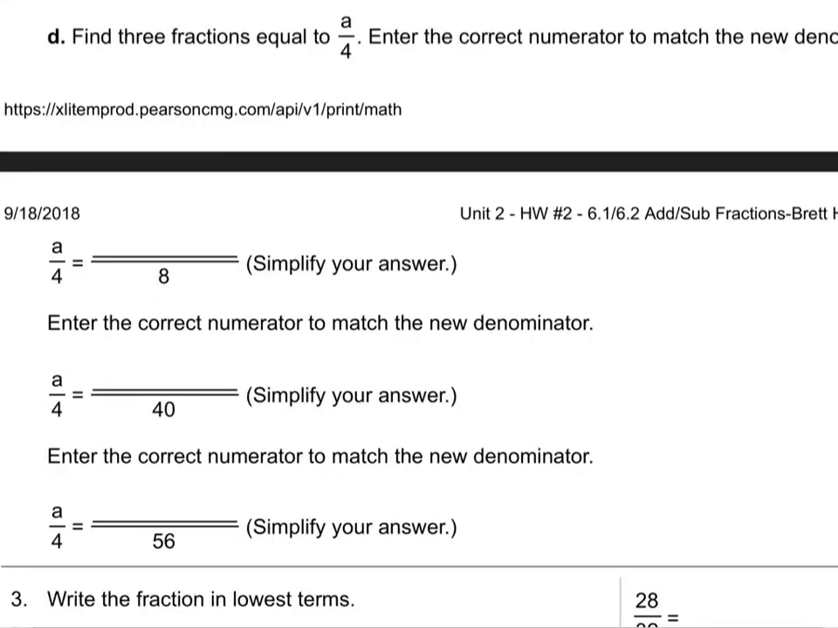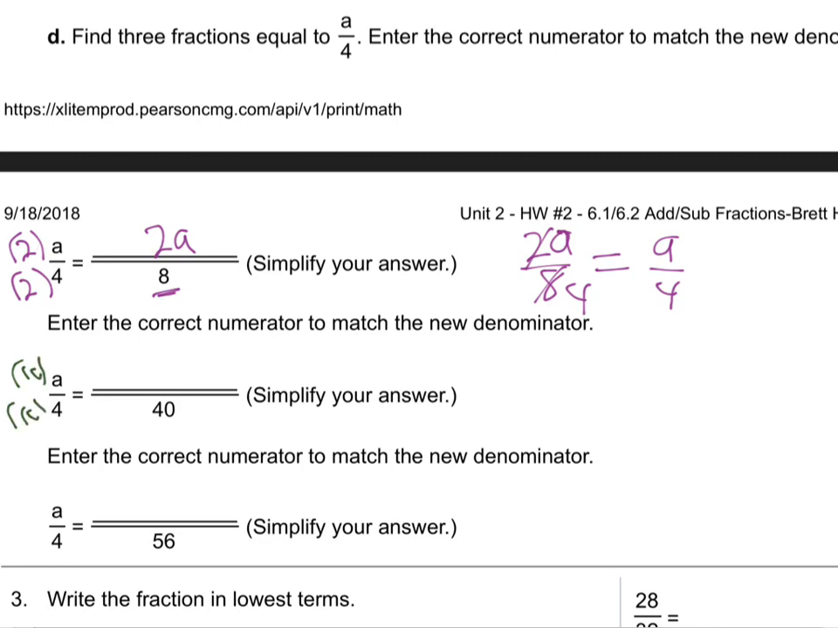Okay, so on part D, first part of D, A over 4 is what over 8? 2A. Yeah, so I just multiply top and bottom by 2, don't I? And it's going to be 2A over 8. Because 2A over 8 can reduce to A over 4, because 2 goes into 8 4 times. How about A over 4 is what over 40? 10A. Yeah, just multiply top and bottom by 10. You've got it.